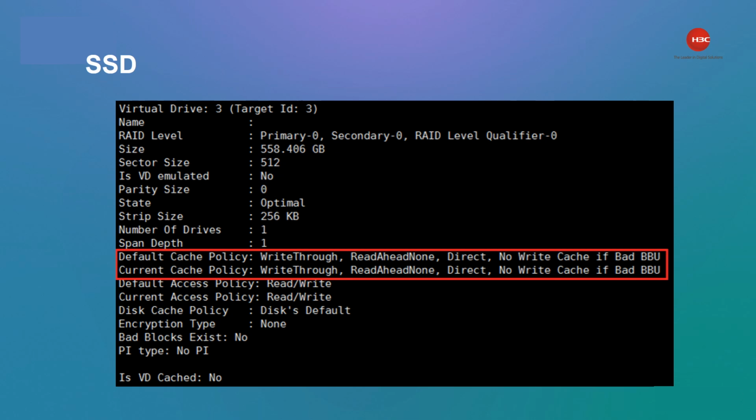For SSD, the cache mode of the array card should be write through, which means that the write cache is off, and read ahead none, which means that the read cache is off. The physical cache mode of SSD should also be turned off. But in fact, most SSDs do not have physical cache, so it can be set to be turned off. In this case, the disk cache policy remains the disk's default state.